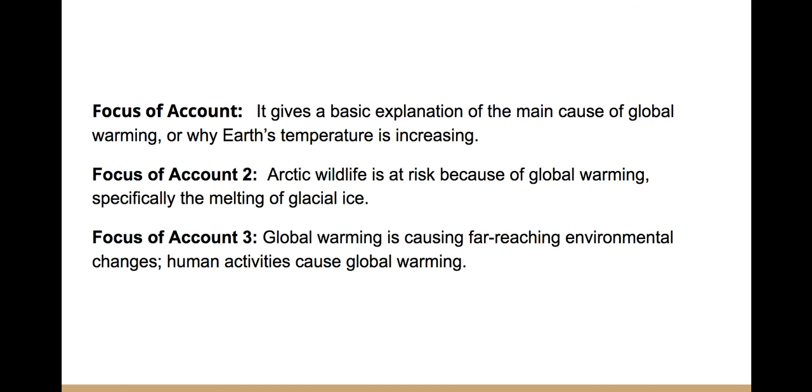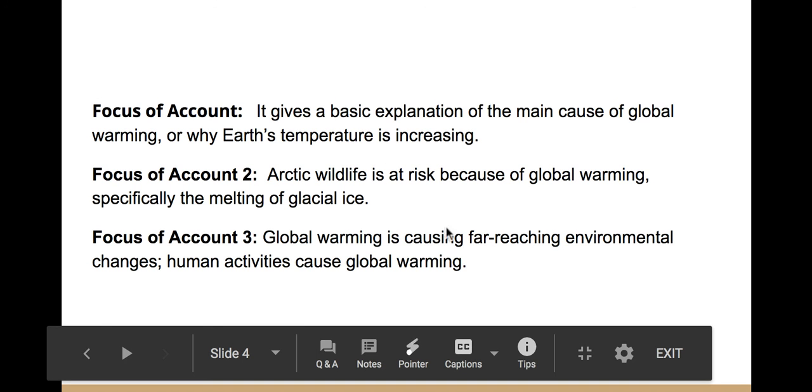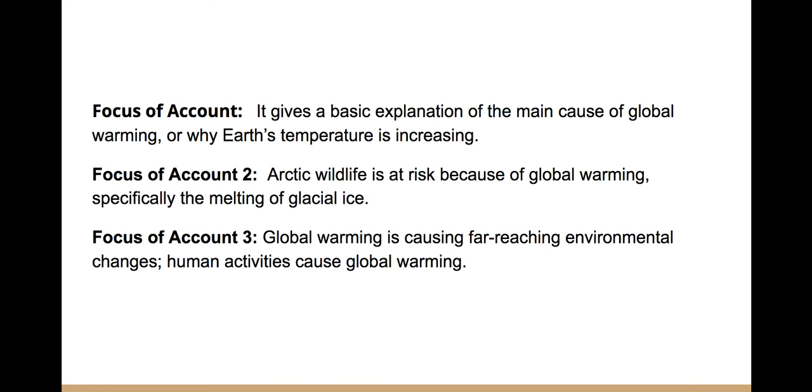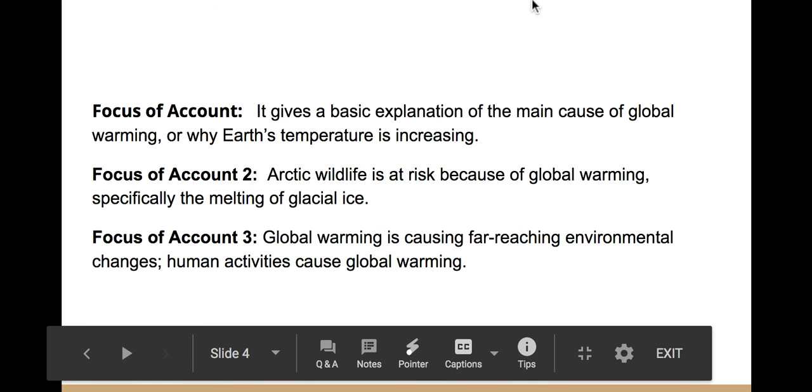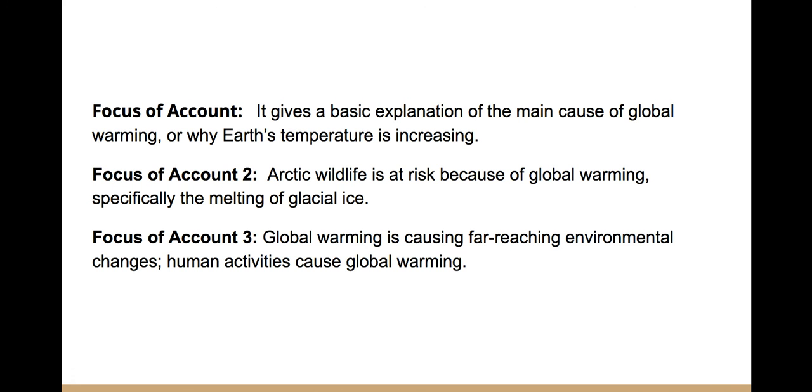So you have your focus account 1, you have your focus account 2, and then your focus account 3, which would be the compare and contrast, is that global warming is causing far-reaching environmental change. Human activity causes global warming, and we know that just based off the simple fact of the last statement that was said. I'll give you a few seconds to look at this. So this part right here: Only by changing human habits that contribute to climate change, such as the use of fossil fuel, can we stop the harmful effect of global warming on wildlife. Okay?